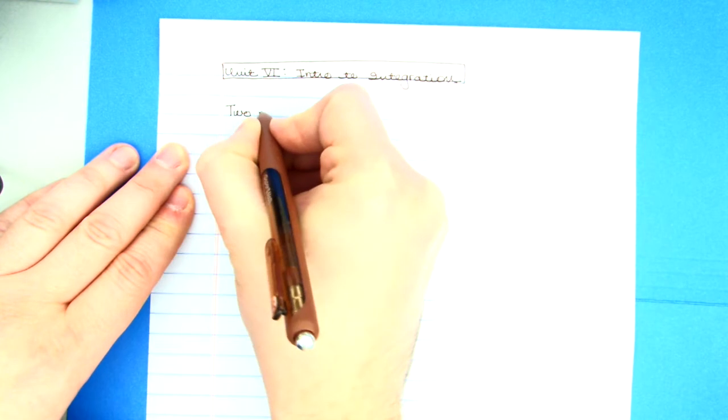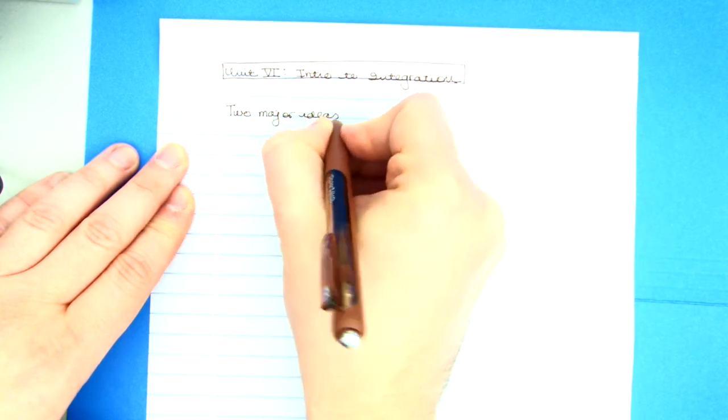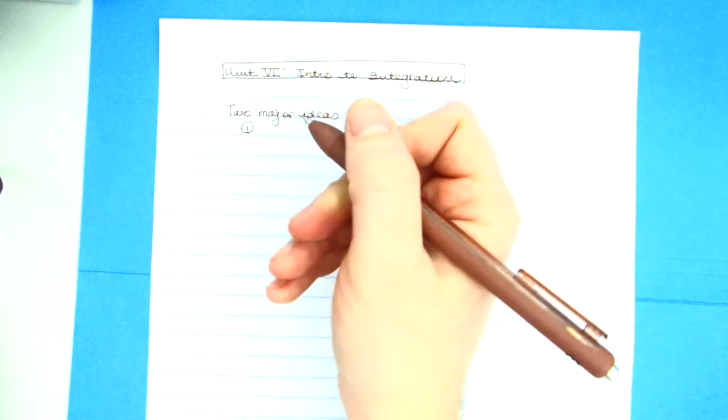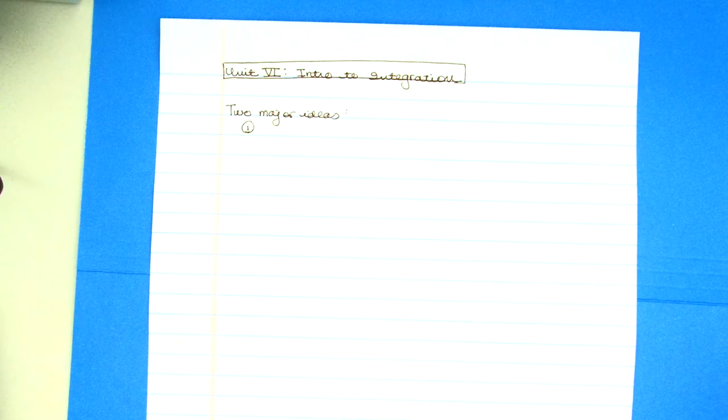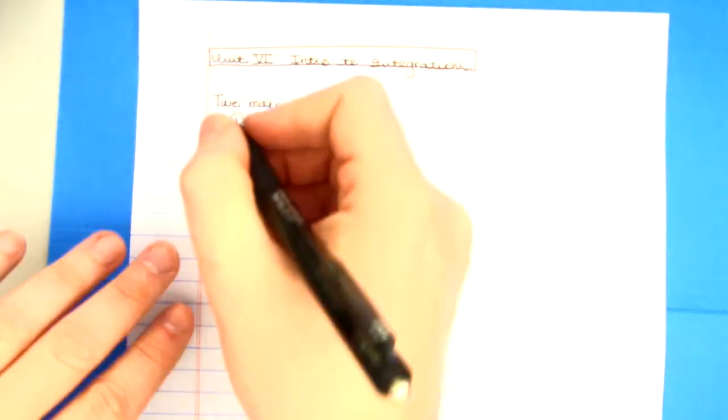Throughout this unit, there are 2 major ideas we're going to be looking at. And these ideas are going to seem unrelated, and really, as far as this unit's concerned, they will be unrelated. In the next unit, we're going to look at an important connection between the 2. So important, it's called the fundamental theorem of calculus that will relate these ideas.